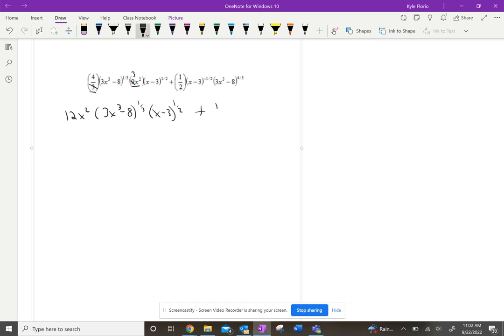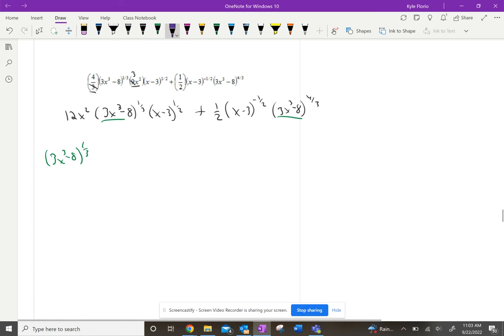Plus, all right, so we just have that half there. There's nothing to multiply it with. x minus 3 to the negative 1/2. And 3x cubed minus 8 to the positive 4/3. So they both have the 3x minus 8. 1/3 is smaller than 4/3, so I'm going to take 3x cubed minus 8 to the 1/3 out. They both have x minus 3, so I can factor that out. Negative 1/2 is smaller than positive 1/2, so I'm going to take negative 1/2 factors out.